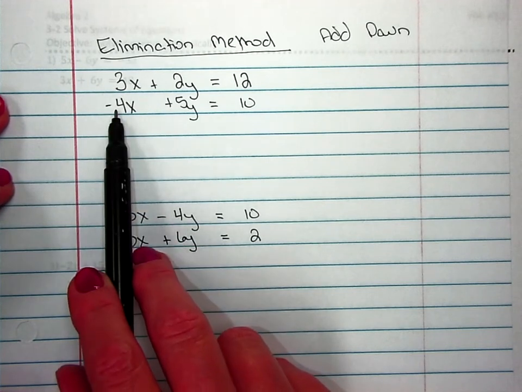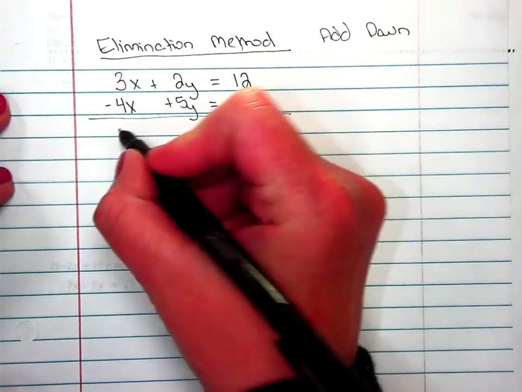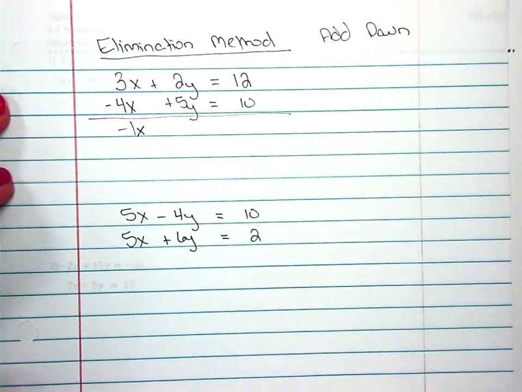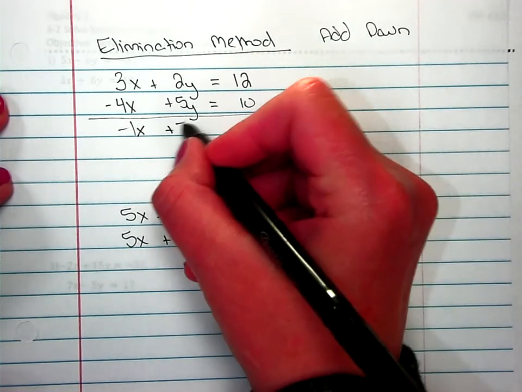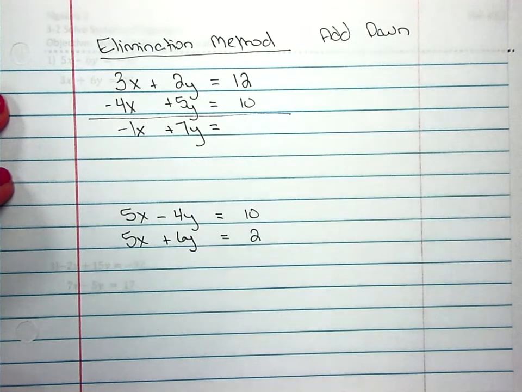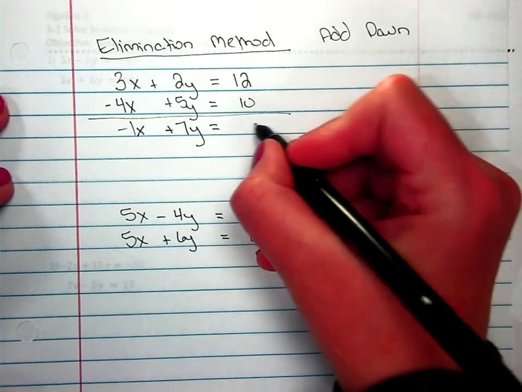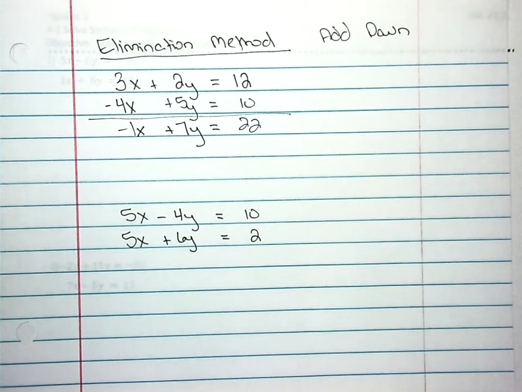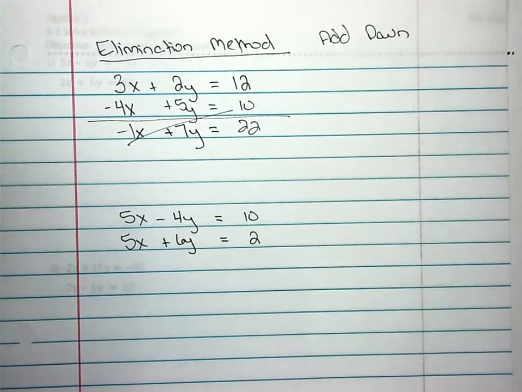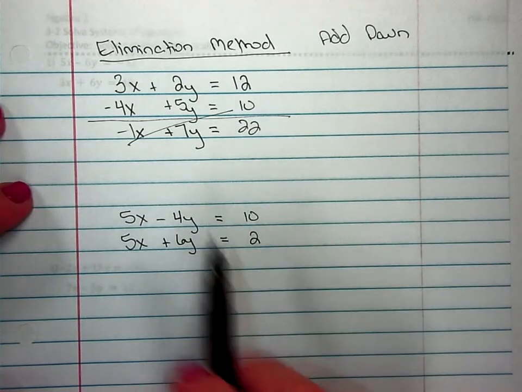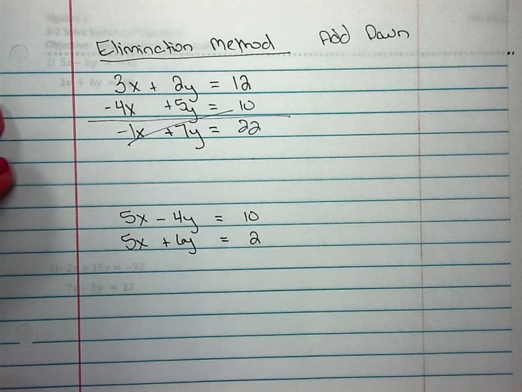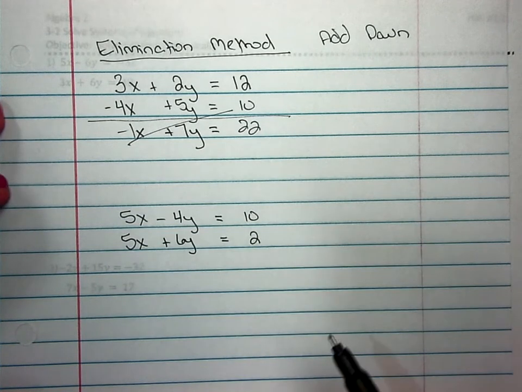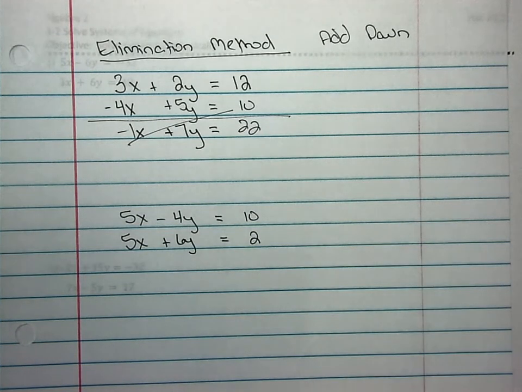So 3x plus negative 4x gets you a negative 1x. 2y plus 5y equals 7y. And then 12 plus 10 equals 22. So nothing happened there. Nothing got eliminated. When you eliminate, you are either getting rid of your x or getting rid of your y. Nothing happened here, so let's look at the second one.